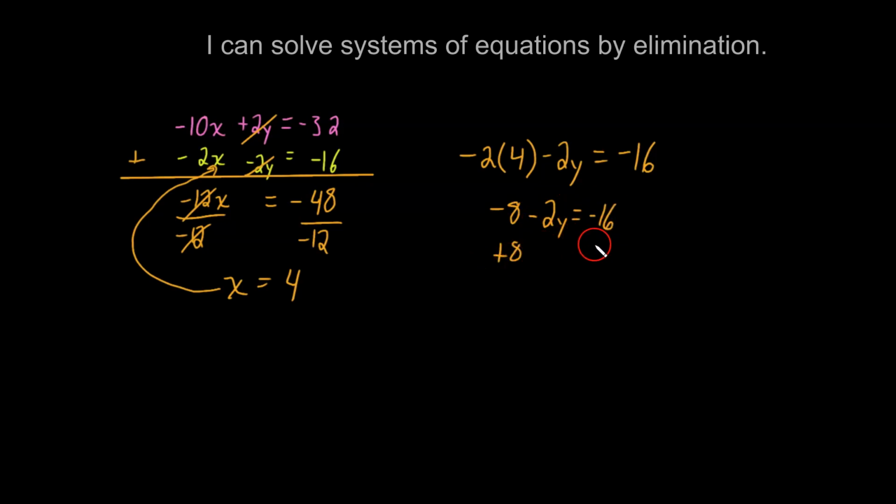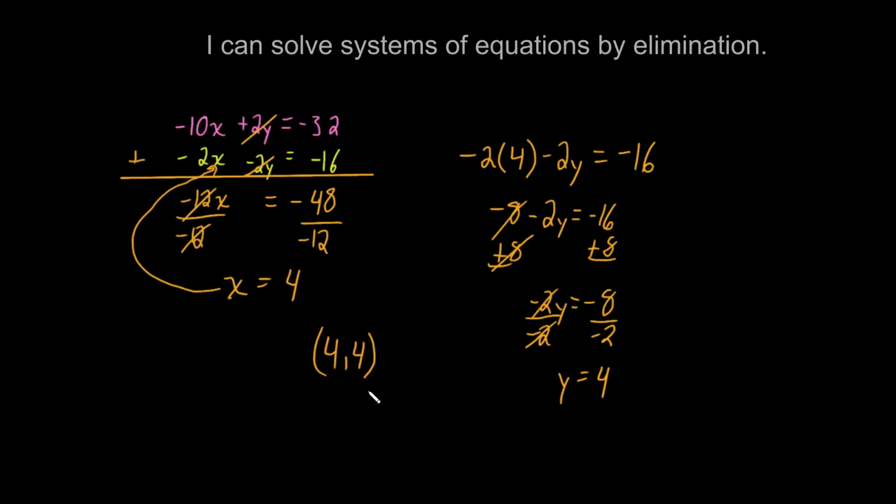So we add 8 and add 8. Negative 2y equals negative 8. And divide by negative 2. Divide by negative 2. So you get y is equal to 4. So we solve for x and we solve for y. So this system of equations has an answer of 4, 4. That is the solution to this system of equations.